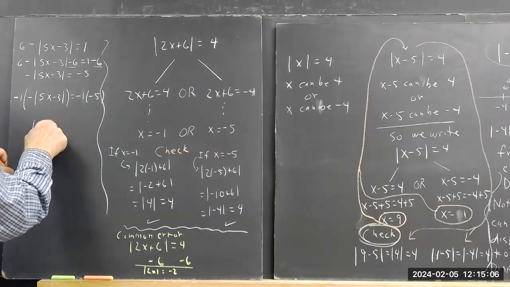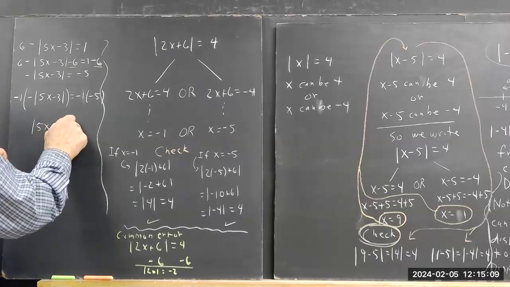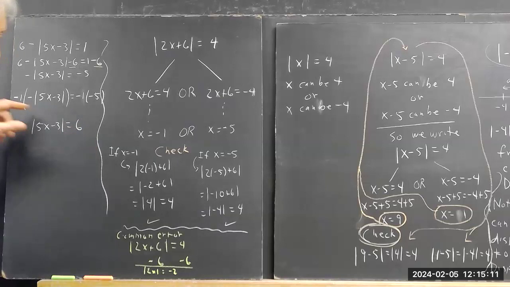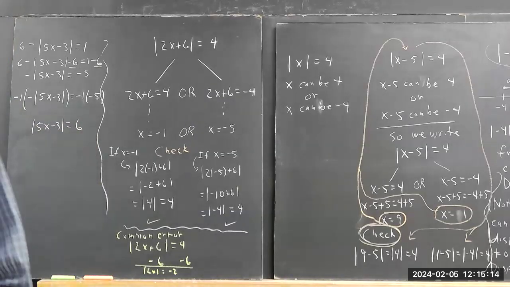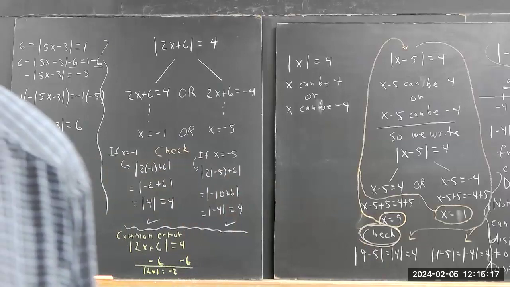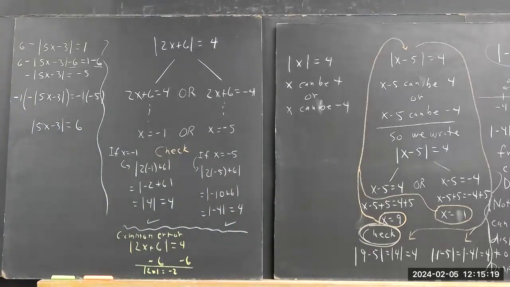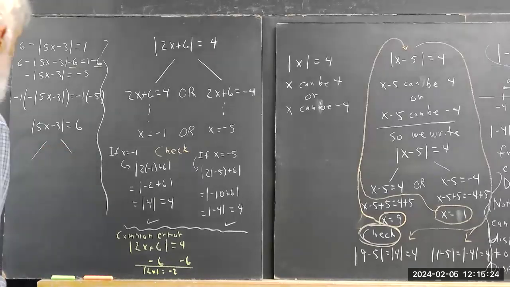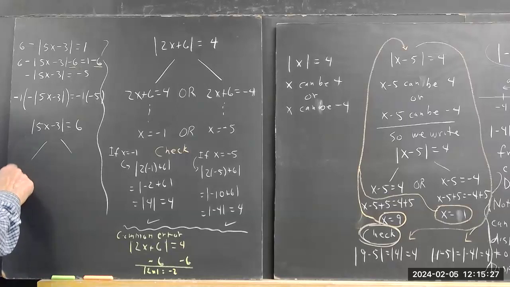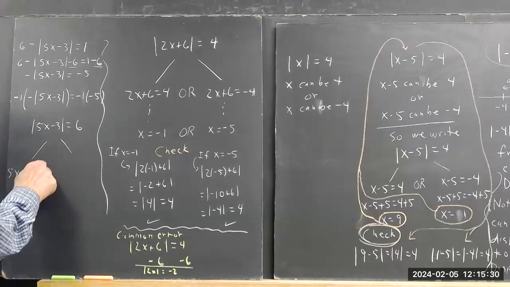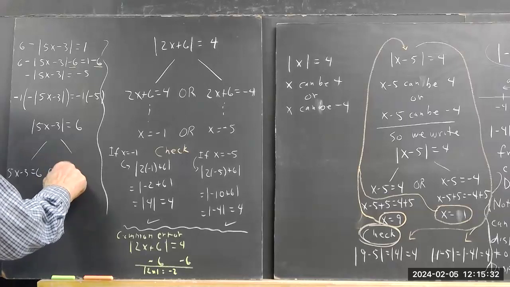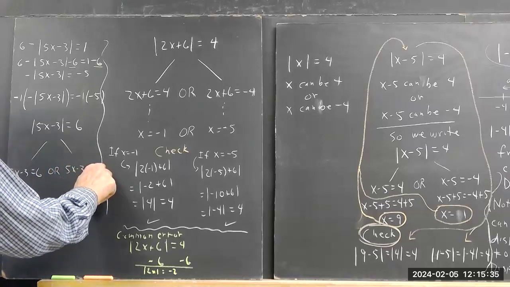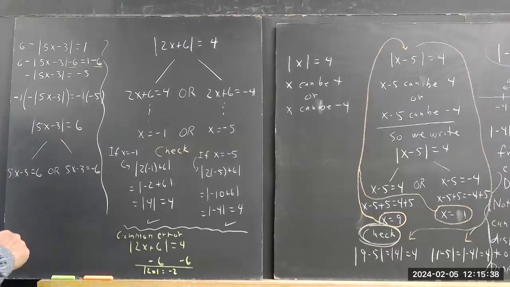Which of course changes the signs. So you can kind of shortcut that. You can always change the signs of both sides, but that's a result of the fact that you can multiply both sides by -1. And when you multiply by -1, that changes the sign of every term. Okay, then we can split this off. We get 5x minus 3 equals 6, or 5x minus 3 equals -6.